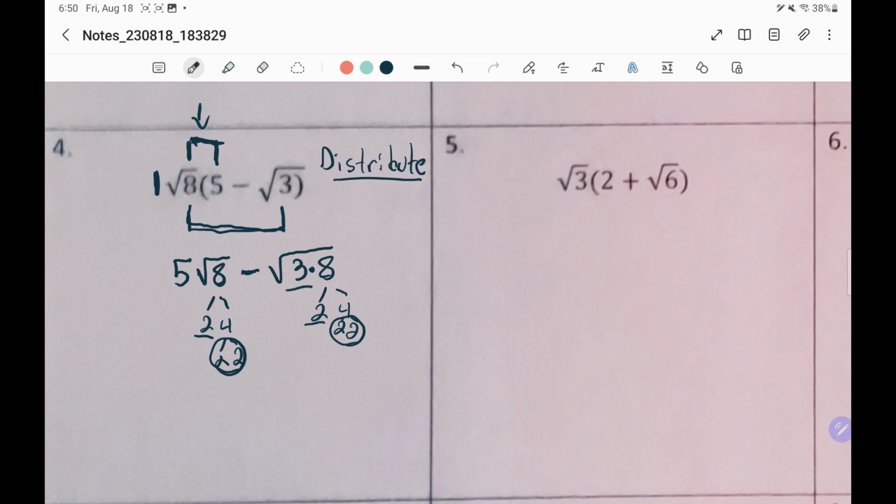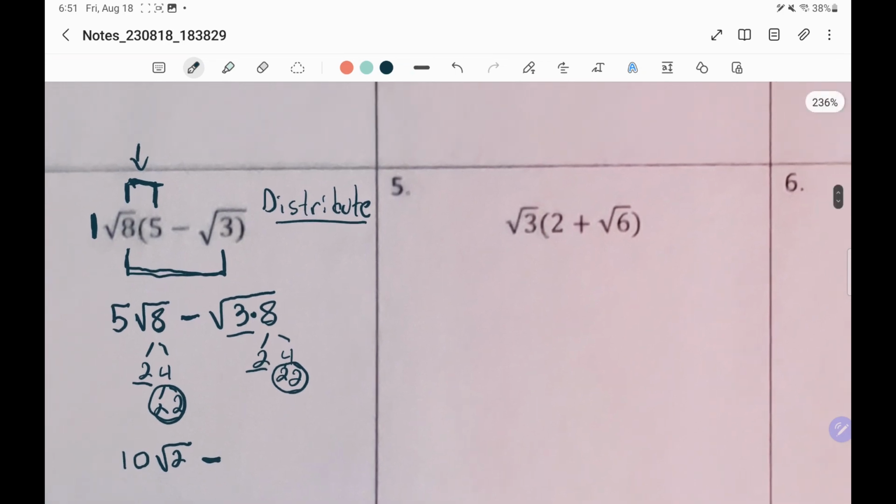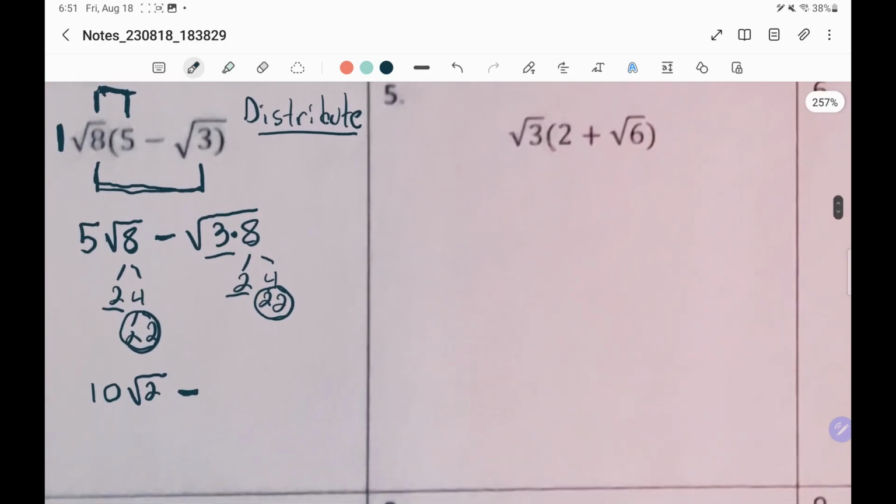Okay, let's do this one first, the one that has the 5 in front. So what is 2 times 5? It's going to be 10. Then I'm going to have the square root of 2, because that's the only number that's going to be left over. Now, minus, what number is going to come out? The 2. So I'm going to take the 2 out.